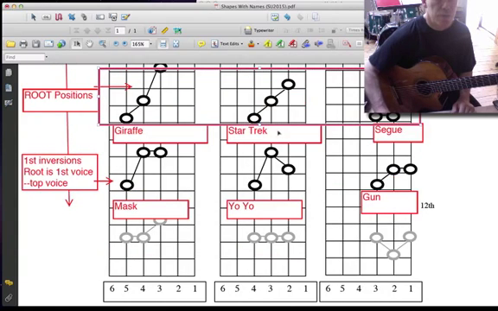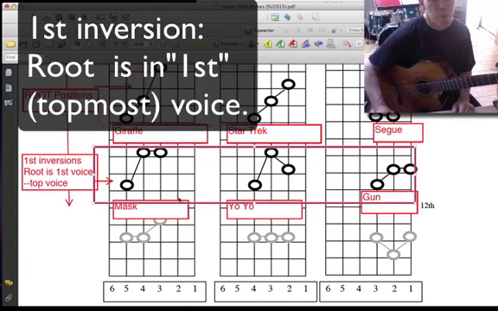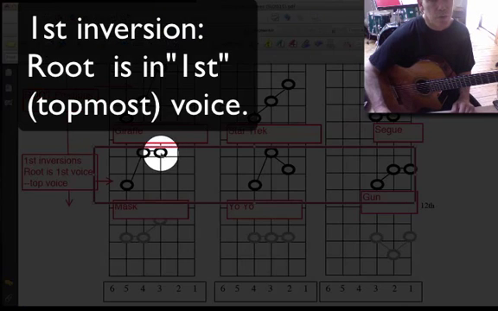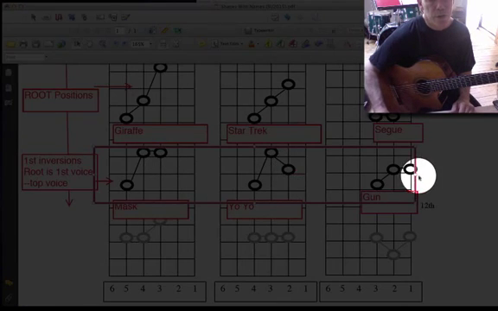And finally, first inversion, the word first implies first. This is not, of course, the reason they're called first inversions, but we can use the name to help us, which is that the root is actually the first voice, the highest voice. There's our root there, there's our root there, there's our root there.